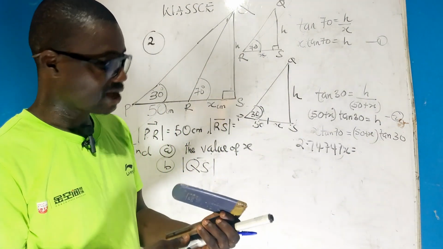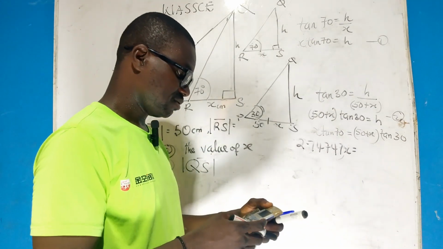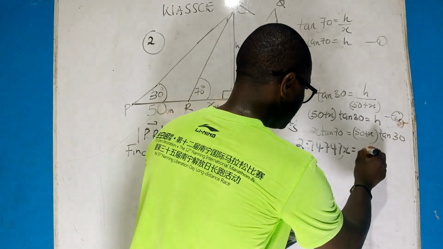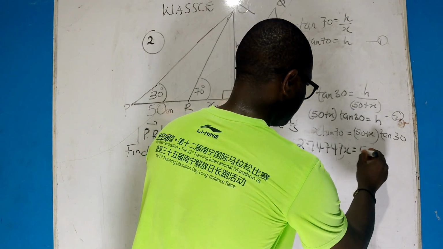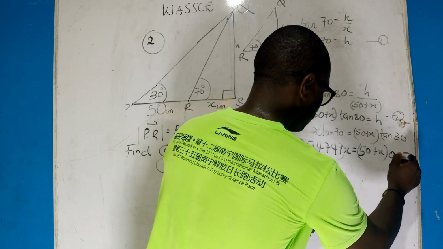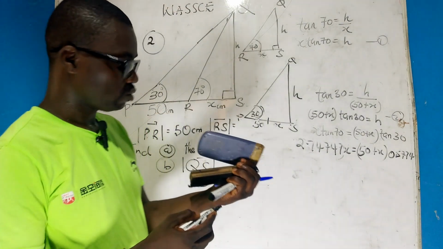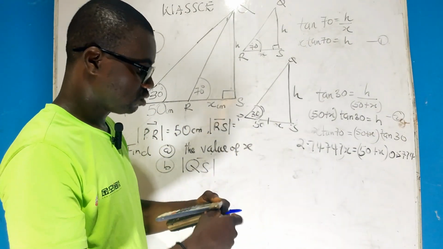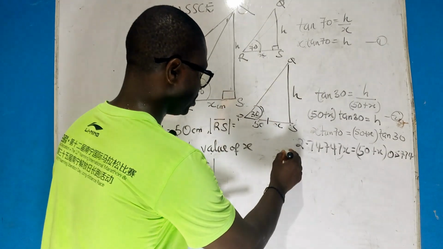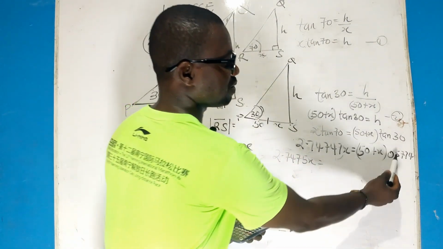Now let's also find out the other side. Tan 30 is 0.5774, so we have 50 plus x times 0.5774. Okay, so let's do the expansion. So we are going to have 2.7475x is equal to, and you expand that.